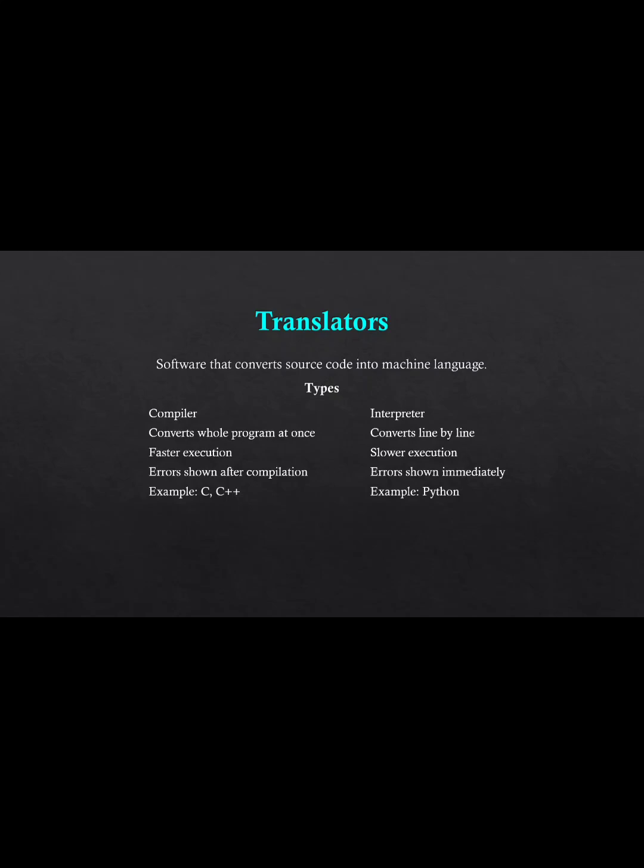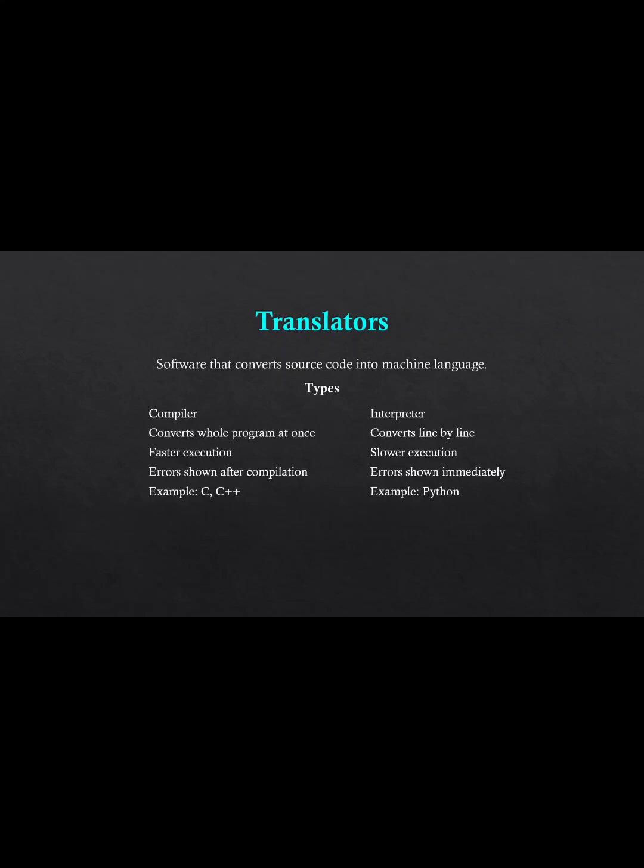The next is translator. Now, coming to the most important part: what is a translator? As I had already told you, if there are two people, one of them knows Hindi and the other knows Marathi, how are they going to communicate? They can communicate with the help of a translator. That translator could be in human form, or the translator could be ChatGPT. So what does a translator do? It converts one language into another language.